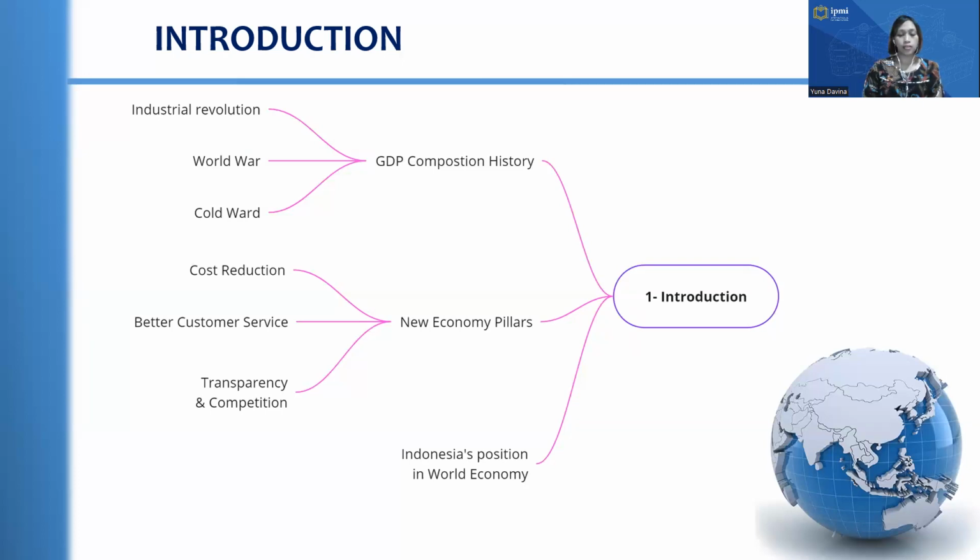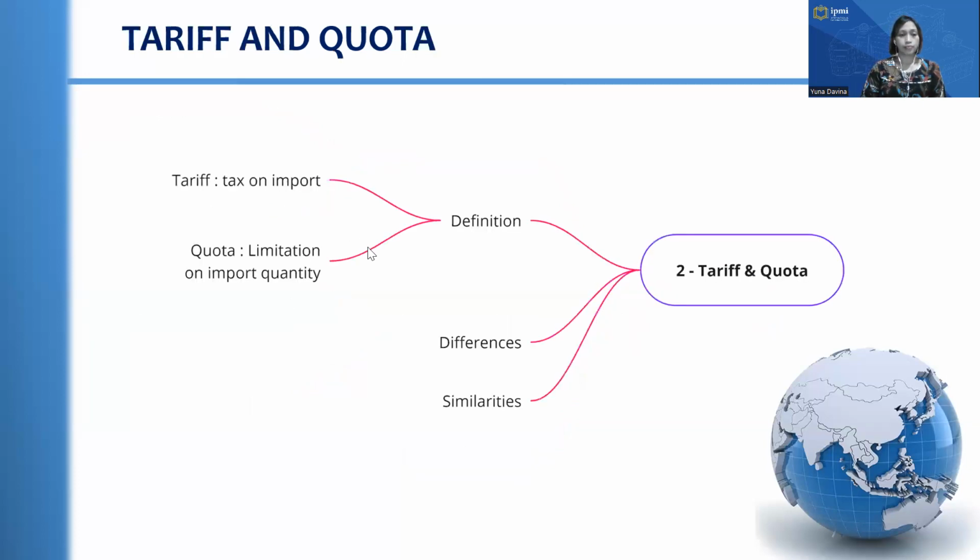Now, the tariff and quota. The definition of tariff is basically the tax on import, while quota is the limitation on import quantity. Now, tariff is usually higher in lower income countries when compared to high income countries. This is because mostly the government revenue in lower income countries still relies a lot on tariffs.